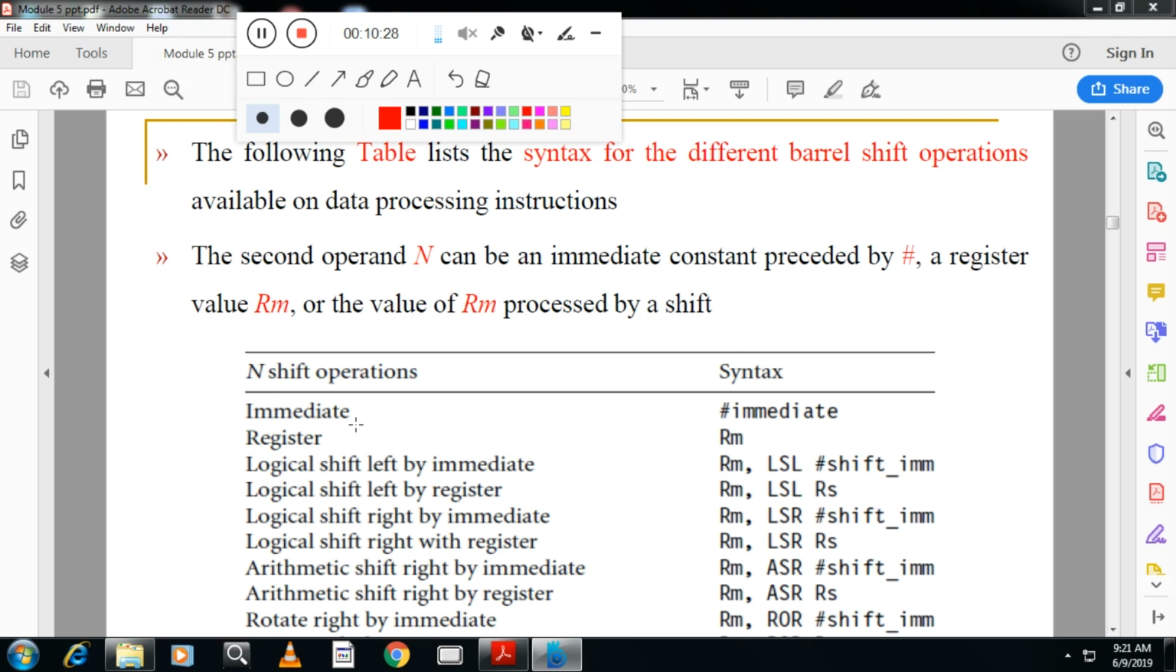These are the two operations with move: logical shift left by immediate, logical shift left by register, logical shift right by immediate, logical shift right by register, arithmetic shift right by immediate, arithmetic shift right by register, rotate right by immediate, rotate right by register. All these you can write along with the main table.